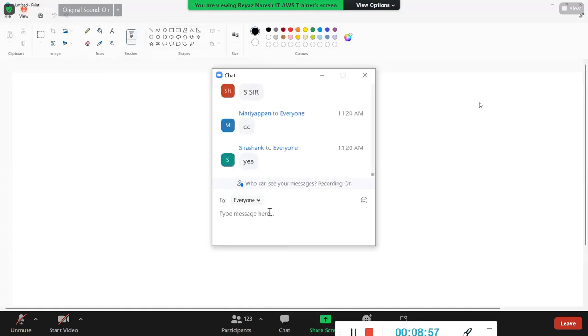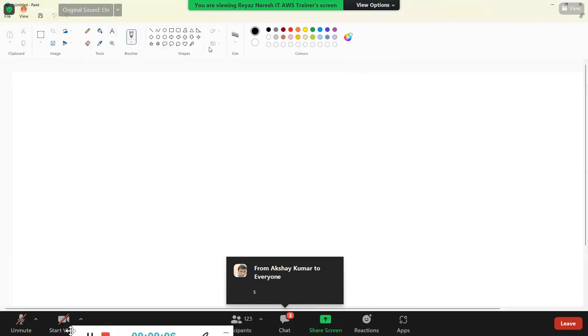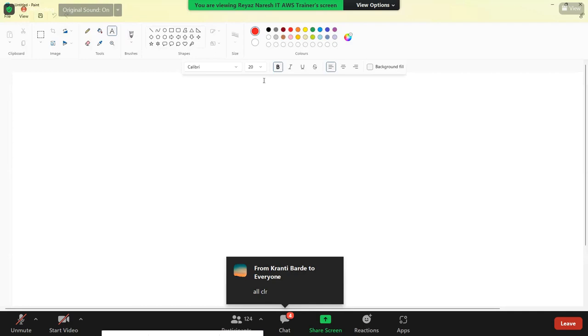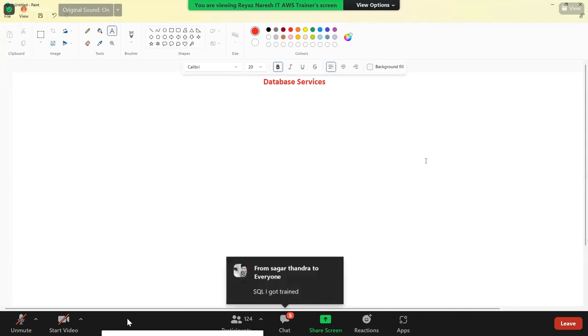So as we saw about the storage section, now let's talk about database services in AWS. Guys, anyone here in our crew, any DBAs or anyone who worked with database servers? Anyone? Put yes. Anyone handle database servers? Okay, so many people know this.